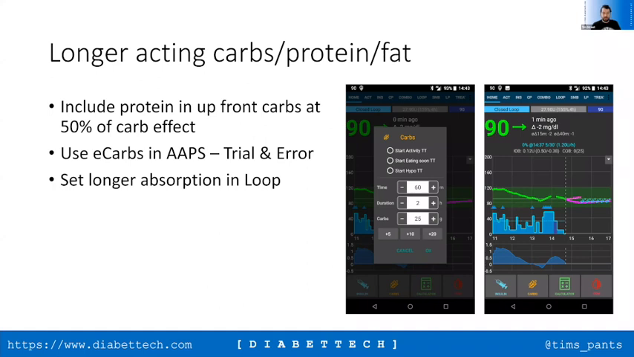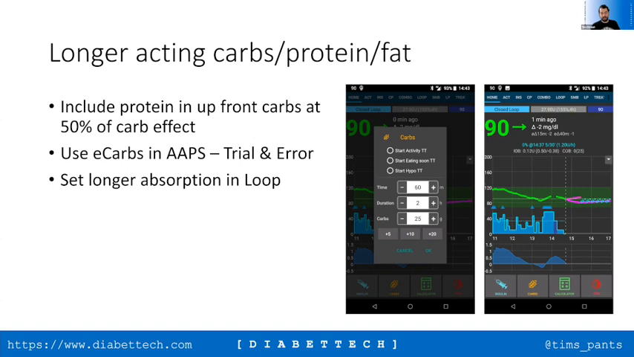You can use e-carbs in Android APS, as I've just mentioned, where you would put in the carb amount, the duration of those e-carbs, and then the time at which to start identifying those. So we've got 2 hours duration, 60 minutes in the future. Or you can include protein up front in your carb content and just let the algorithm deal with it.